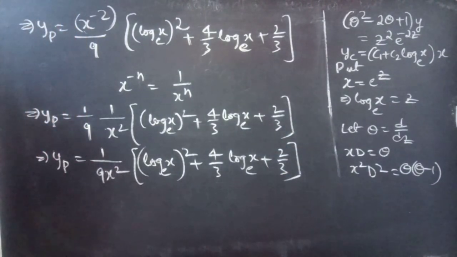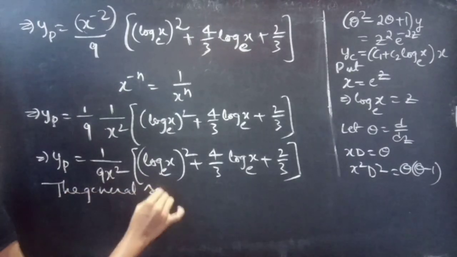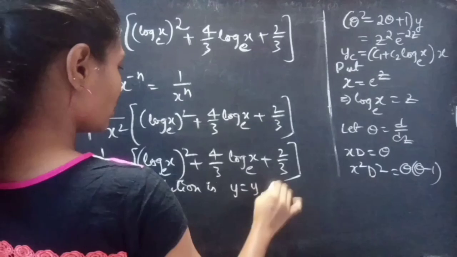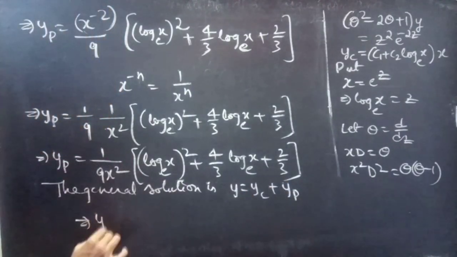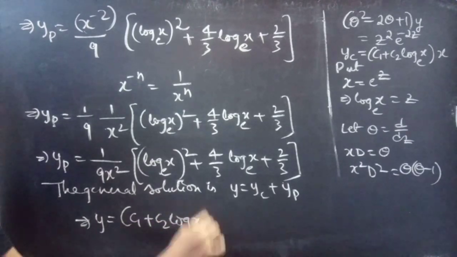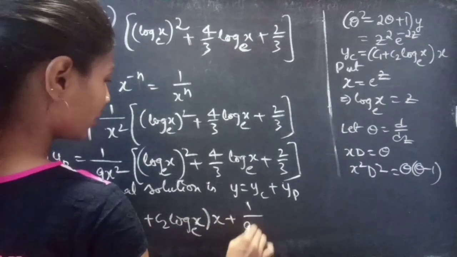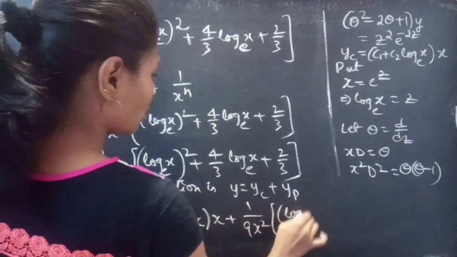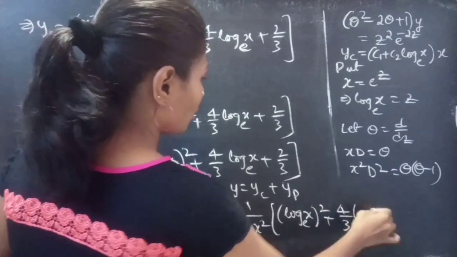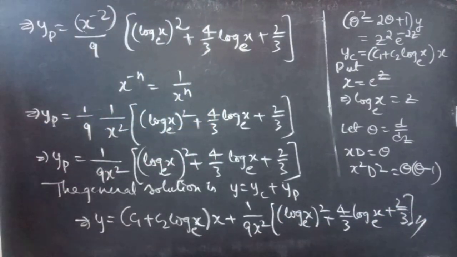Now we have got yc and yp. Let's write the general solution. The general solution is given by y equals yc plus yp. Then y equals yc, which is c1 plus c2 log x to the base e into x, plus yp, which is 1 by 9x square into log x to the base e whole square plus 4 by 3 log x to the base e plus 2 by 3. This completes the problem.